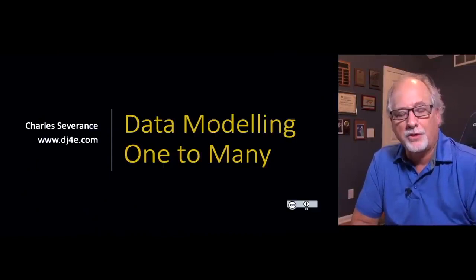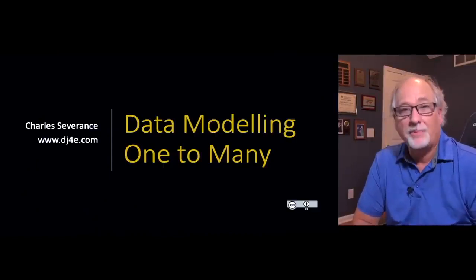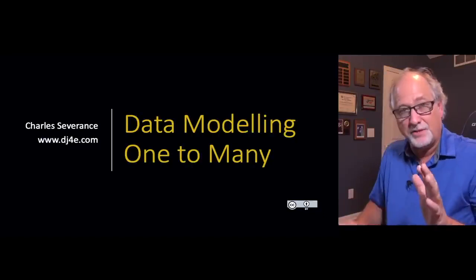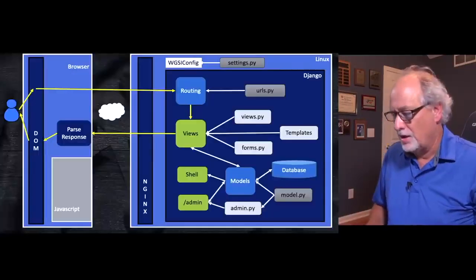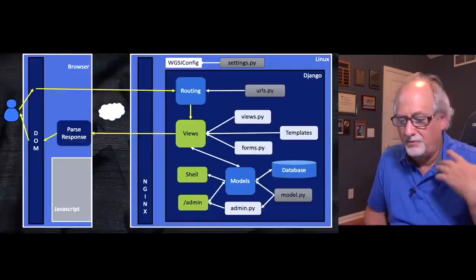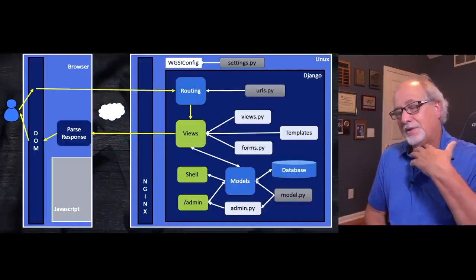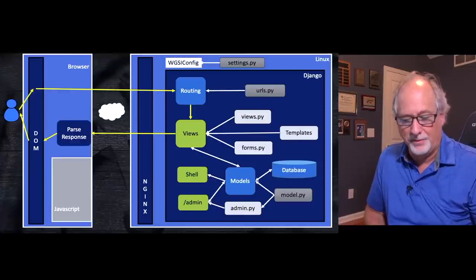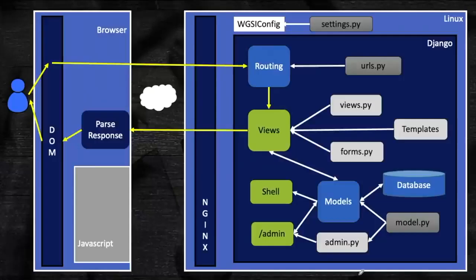Hello and welcome to our lecture on data modeling. We're going to have a couple of lectures on data modeling. This first one is the one-to-many, which is the easiest to understand, and then we'll have another lecture on many-to-many. We're still building a Django application one piece at a time, and we haven't built a whole Django application.